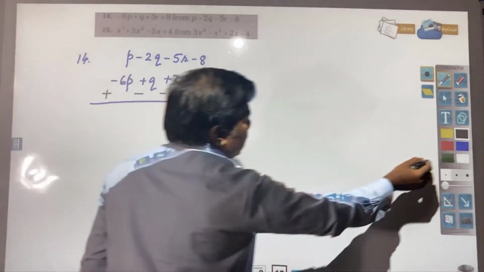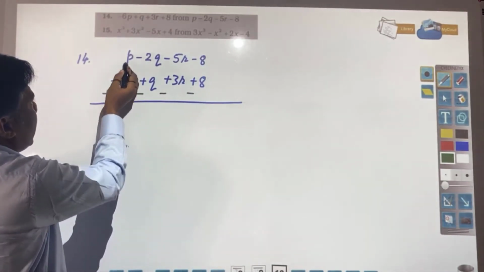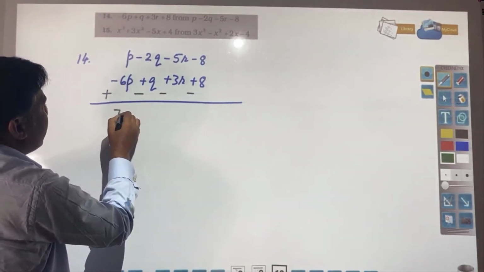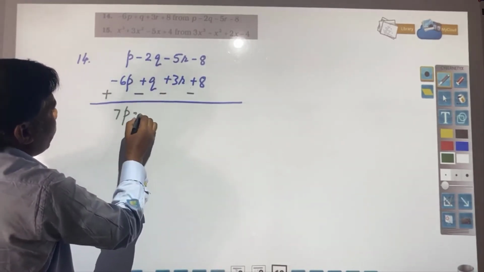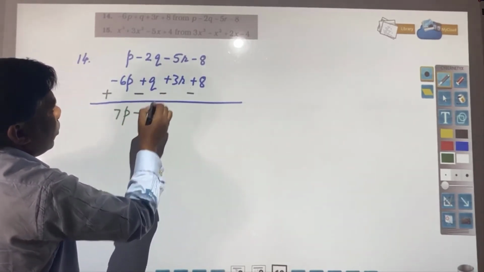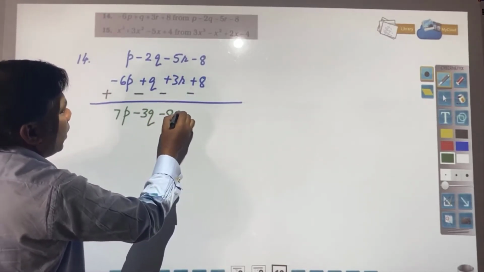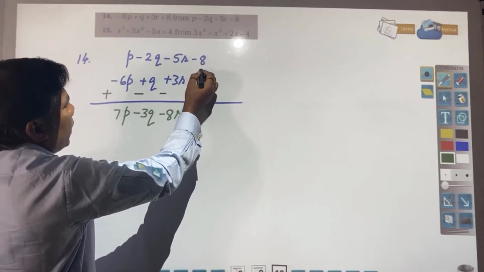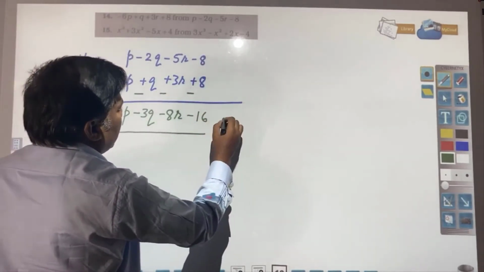Now you add this. When you are adding this, plus 6p and p will be 7p. Minus q and minus 2q minus 3q. Minus 5r and minus 3r minus 8r, and minus 8 and 8 will become 16, and this is your answer.